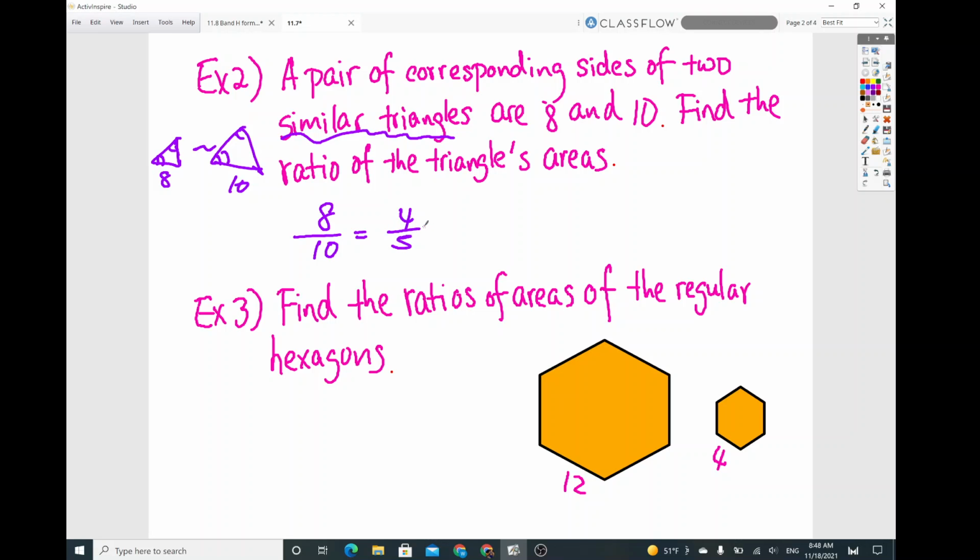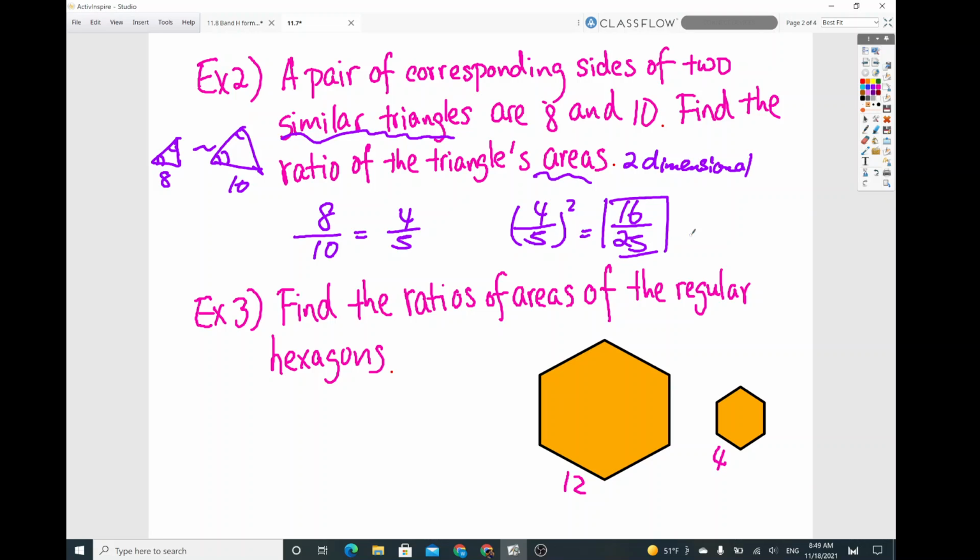Once we come up with the ratio of the segments, we can always square it, because the area is two-dimensional. The ratio that we have for the perimeter is 4 over 5, because that's one-dimensional, but the area is two-dimensional, so we have to square the number, top and bottom. Eventually, we will get 16 over 25, and that is the ratio of the triangles' areas.